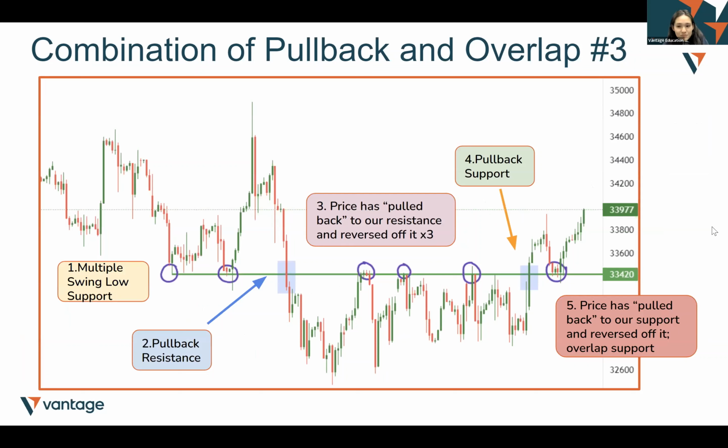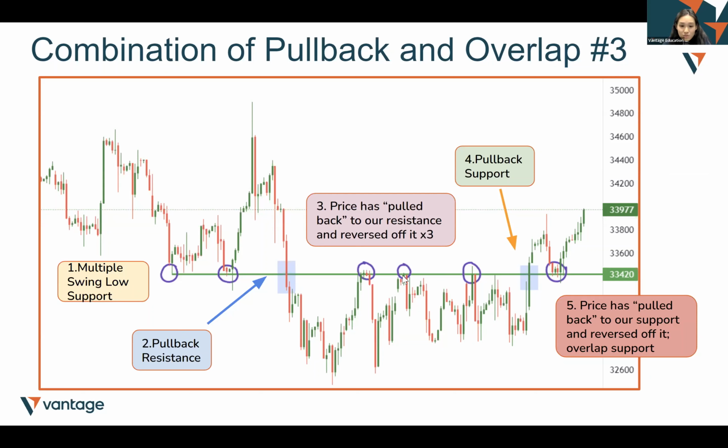Here's another example. Over here we have multiple swing low supports, as you can see from the two circles here. Once price breaks through this level of support, it's now called a pullback resistance because we are expecting price to pull back to this level. So once price pulls back to this level, it's now an overlap resistance.